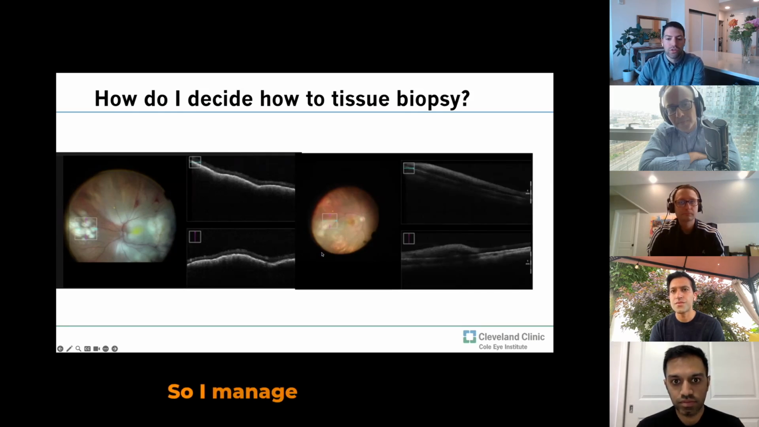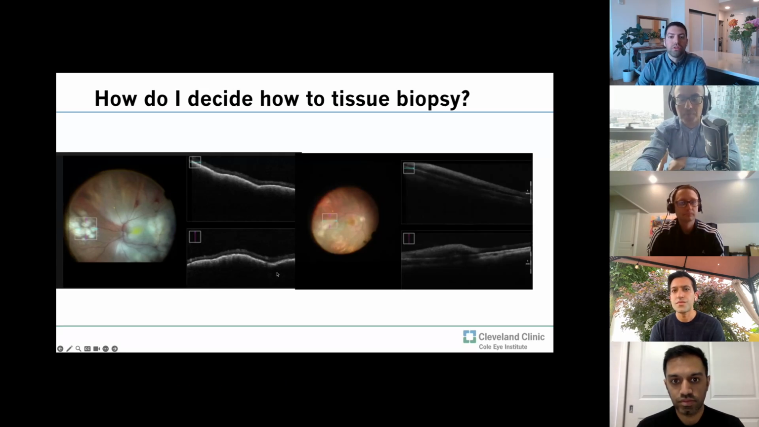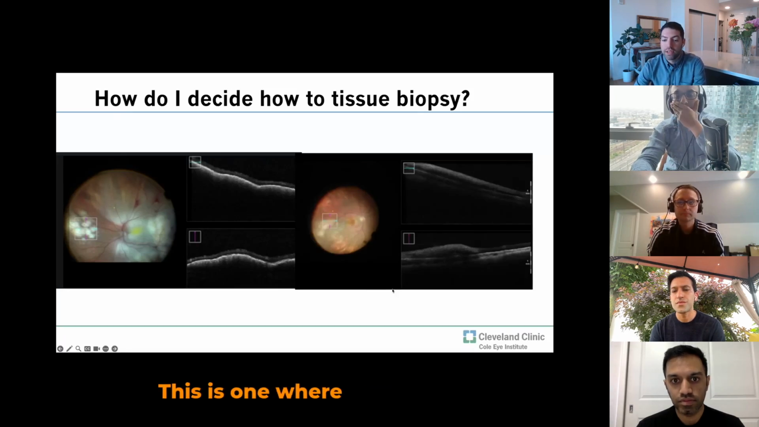So I manage these 2 differently now. I didn't used to, but some of these cases actually kind of guided what I do now. So first for the case on the right, this would be a case with a retinal full thickness lesion. This is one where I would do a dissection instead of just going straight through with my cutter.